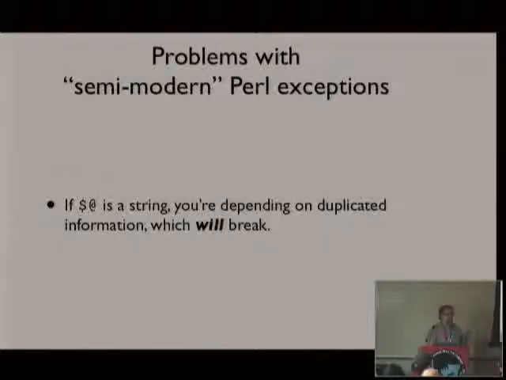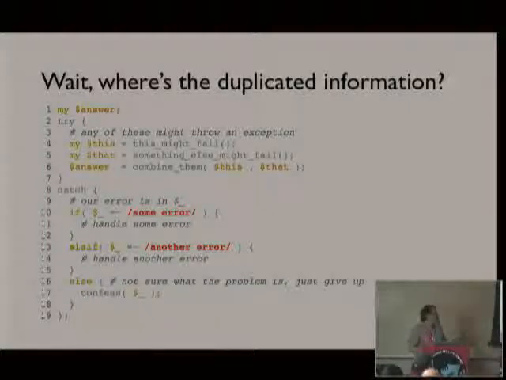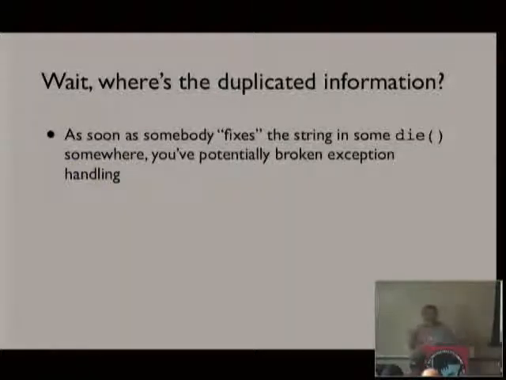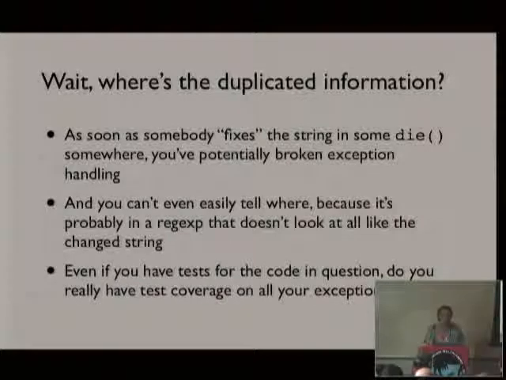You still have a problem, however, if you're throwing string exceptions, that you're depending on duplicated information. So I keep saying duplicated information. Where's the duplicated information? It's right there, and it's right there. So there's some other part of your code where you're throwing an error, you're dying with a string, and then you're checking it with a regular expression. As soon as somebody fixes one of the strings in one of your die statements, like they correct the spelling or something like that, you've potentially broken exception handling in your application. And you can't even easily tell where, because those two pieces of code might be in totally different places, widely separated. This is a problem.